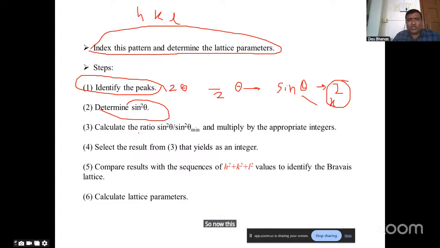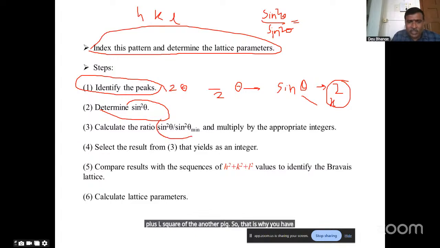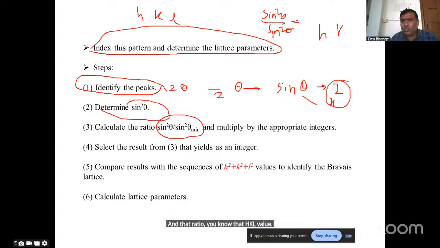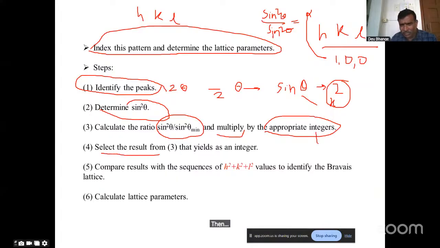Now with this sine square theta, we have seen that if you take sine square theta divided by sine square theta of another peak, you will get the ratio of h square plus k square plus l square upon h square plus k square plus l square of the other peak. That is why you have to take sine square theta divided by the minimum sine square theta ratio. You know that the HKL value is a full number, that is an integer. 100 is an integer, 110 is also an integer. So whatever ratio you get should appear as a whole number. If you don't get integral values, you have to multiply that ratio by 1, 2, 3 and so on up to the point where you get appropriate integers. Then you have to dissociate those integers into these values.